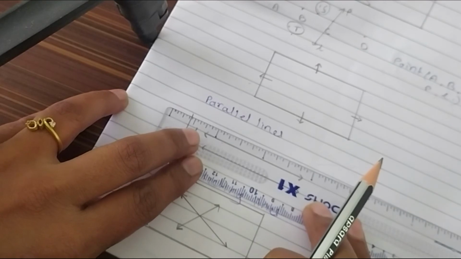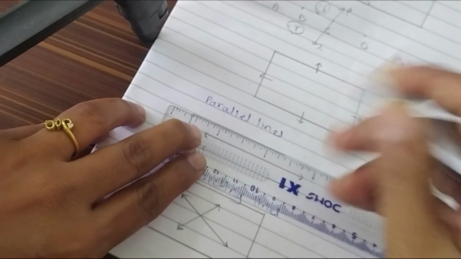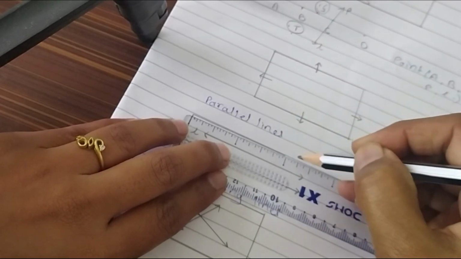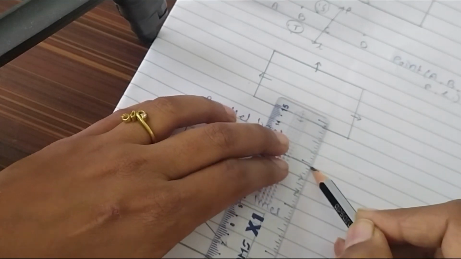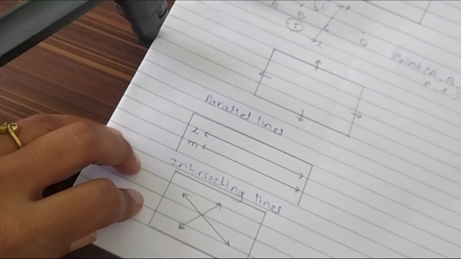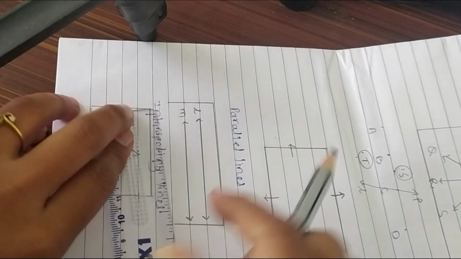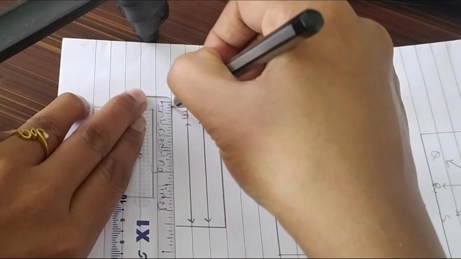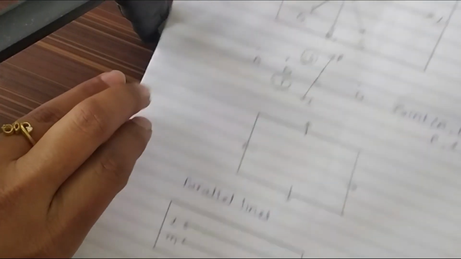So, what points did we learn from this topic? First is point, second is line, third is line segment, fourth one is ray, then fifth one is concurrent lines, then point of concurrence, collinear points, non-collinear points, planes, parallel lines and intersecting lines.